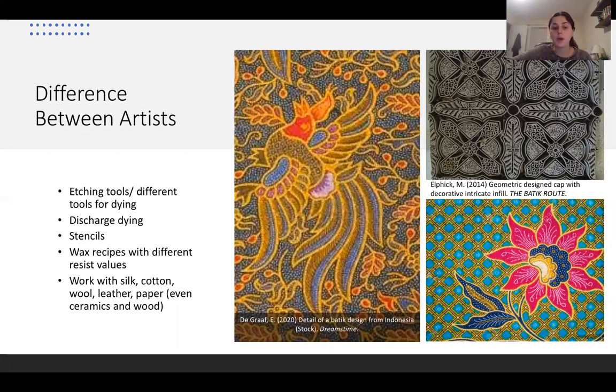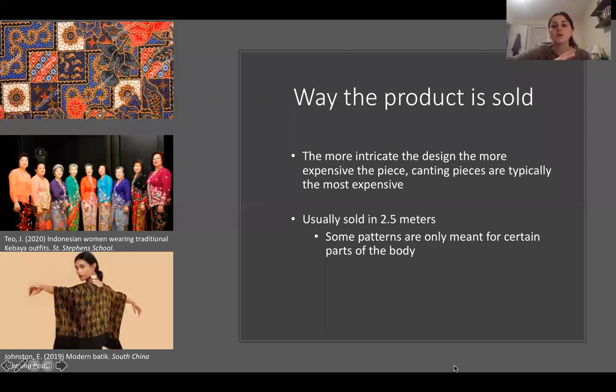And like I mentioned before, the wax recipes really do vary from person to person. And it's kind of a well-kept secret because the better the wax mixture, the more resistant it is to dye. And I meant to mention this earlier, but wax is also referred to as the resist. And so the resist is basically just a term to use because it resists water and dye, which is great. Does its job.